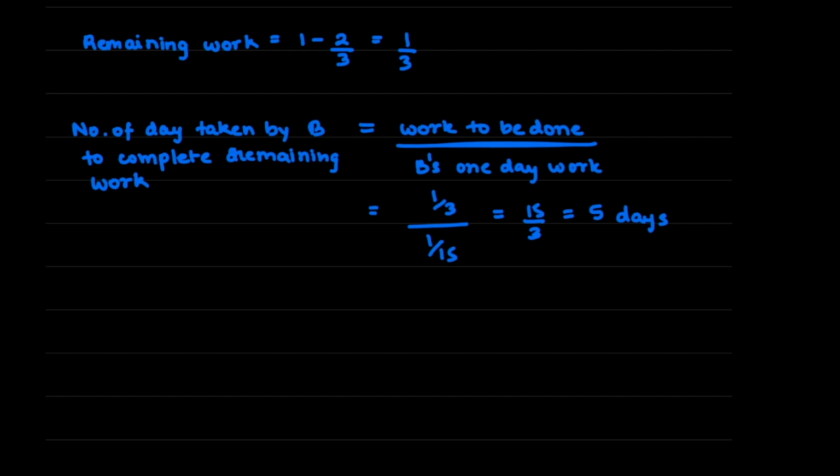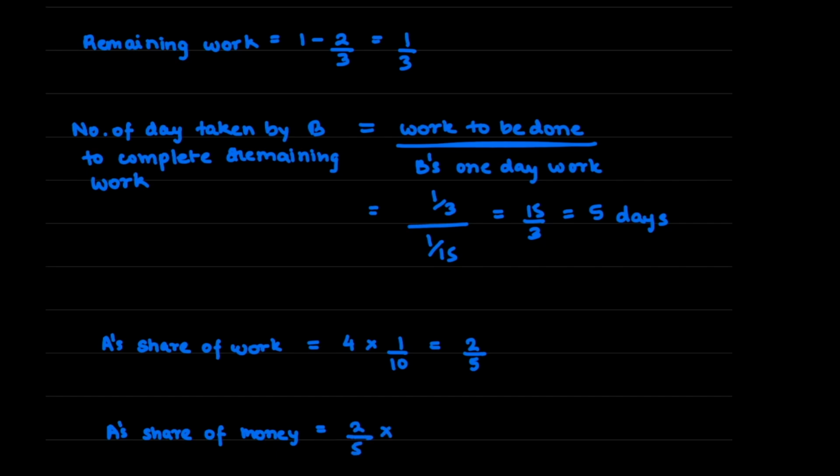Now we need to calculate how much out of the 1000 rupees both will get according to the work they have done. So let's first calculate A's share of work. So A has done 4 days of work. So let's calculate the amount of work that he has already done. That is 4 into 1 day of work, that is 1 by 10. And that comes out to be 2 by 5. So that's the work that he has done. And we will pay him accordingly to the share of work he has done. And that is 2/5 of 1000 rupees. And this comes out to be rupees 400.